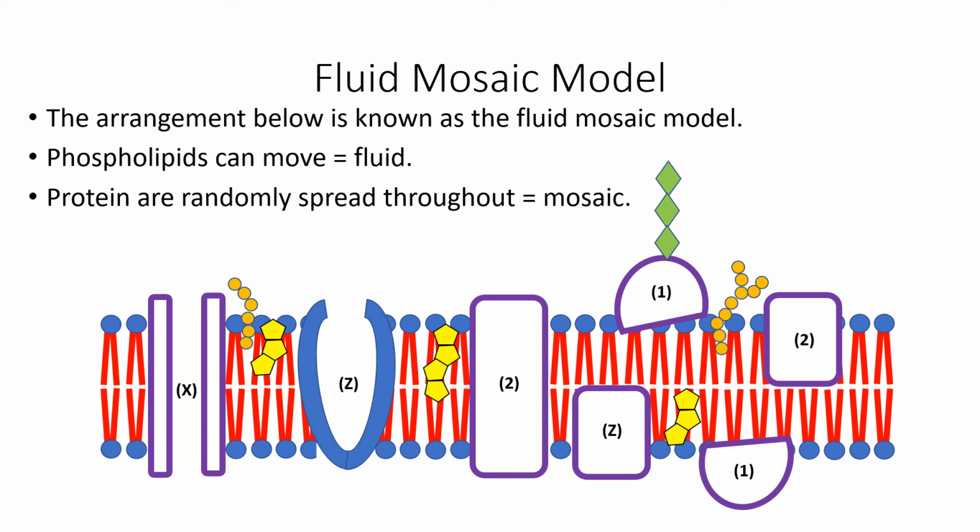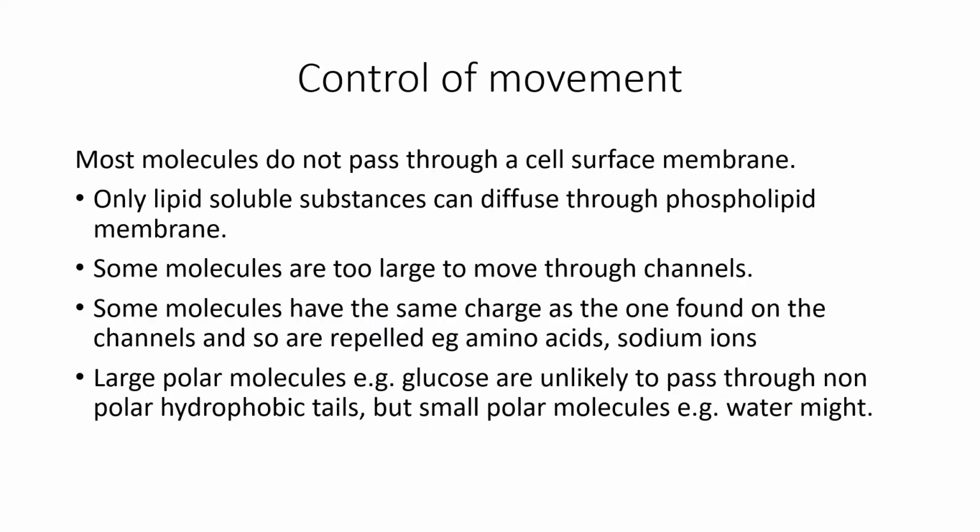The phospholipids can move among each other on the same plane, hence we refer to it as fluid. And the mosaic is just because it's a random pattern. They're not evenly spread out, they're just randomly distributed throughout the entire cell surface membrane.